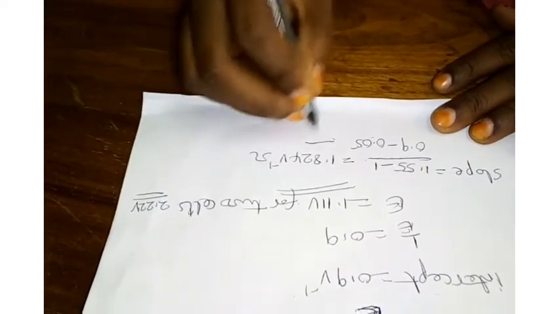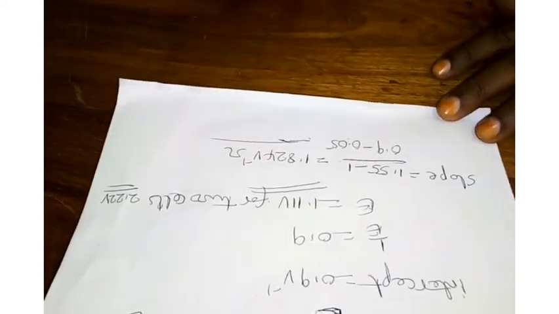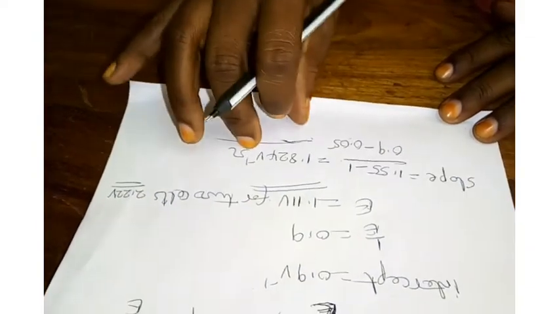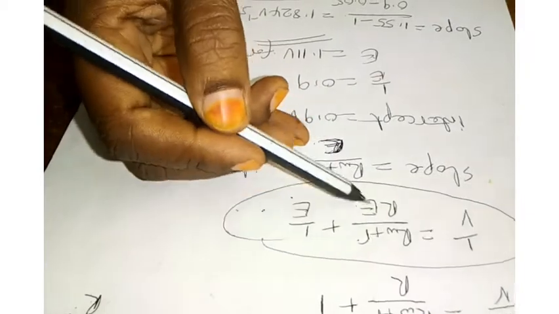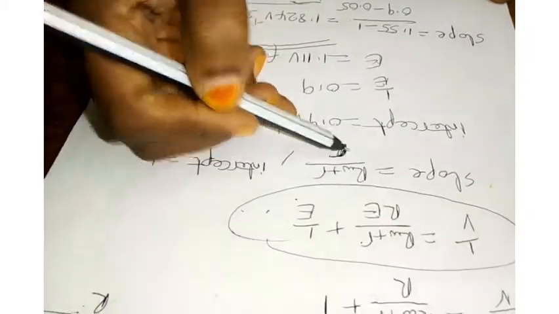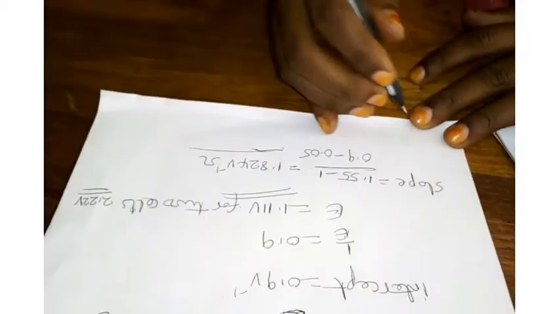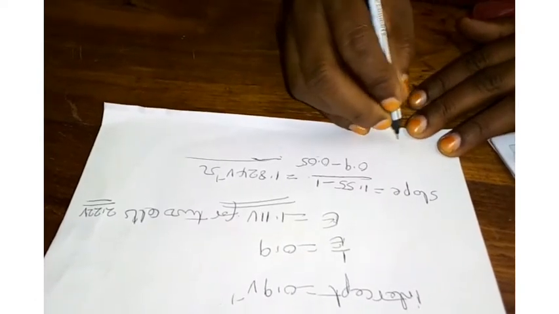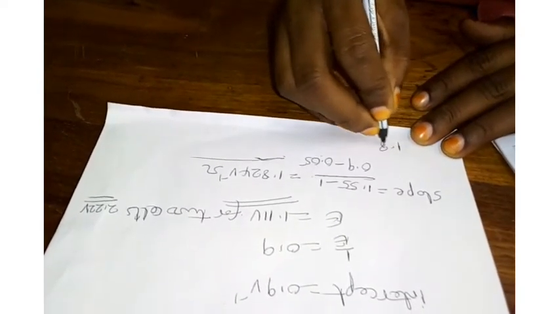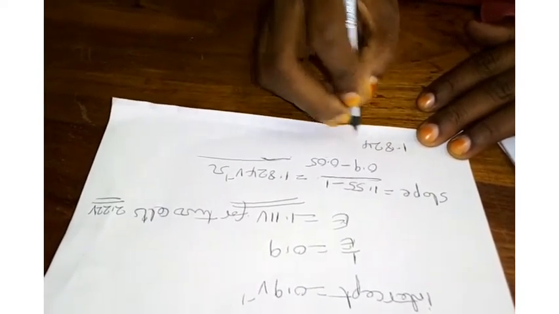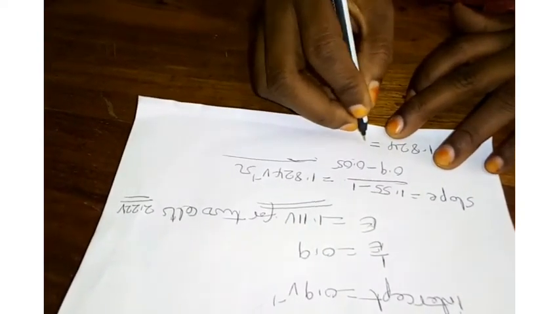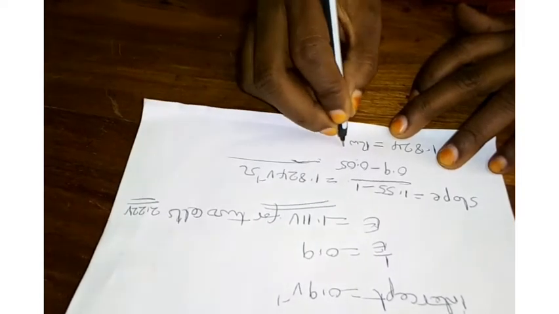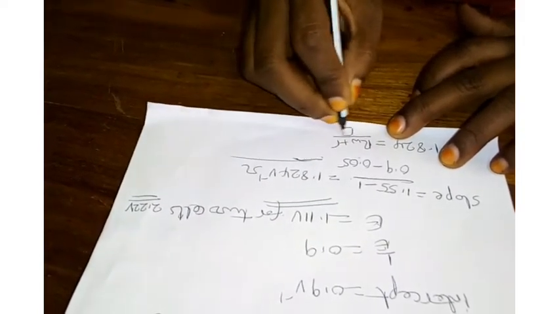So then per volts ohms is equal to the slope of the graph. So the slope of the graph we compare with the slope of the equation, which we have been given here. So then the slope of the equation, 1.824, could be compared with the slope of the equation, which is equal to RW plus R dividing by E.